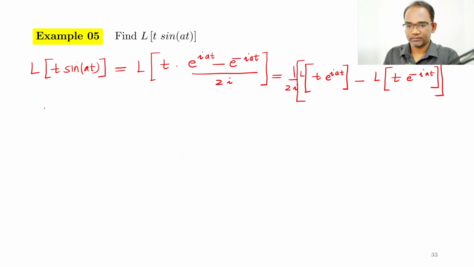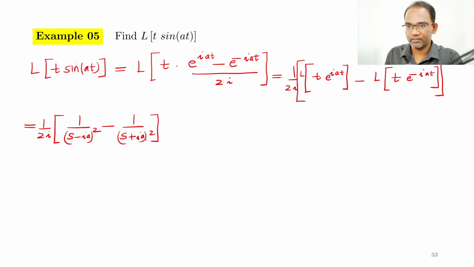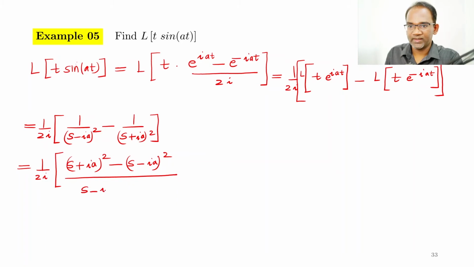That is, 1 over 2i, then 1 over (s minus ia) the whole square, minus 1 over (s plus ia) the whole square. And this is equal to 1 over 2i, then (s plus ia) the whole square minus (s minus ia) the whole square divided by (s minus ia) the whole square times (s plus ia) the whole square.